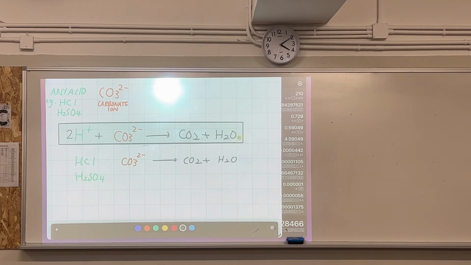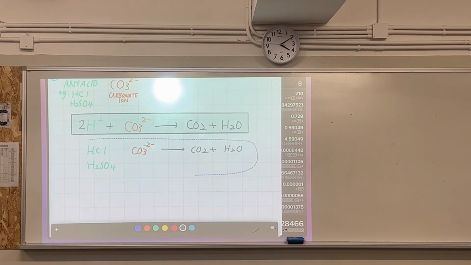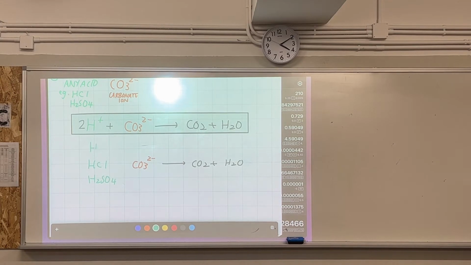The reason why I don't have to write any salt in here is because we are looking at only the negative ion part of carbonate. We don't have the positive ion of the carbonate here. So usually you will have a positive ion like this. Like when you have HCl plus like maybe Na2CO3. So can you all complete this equation for me? What is the salt? Yes, and then you have CO2 and H2O normally.